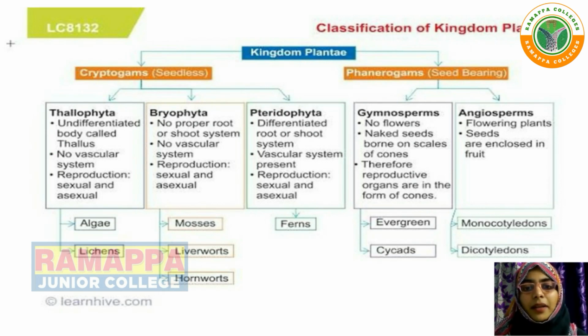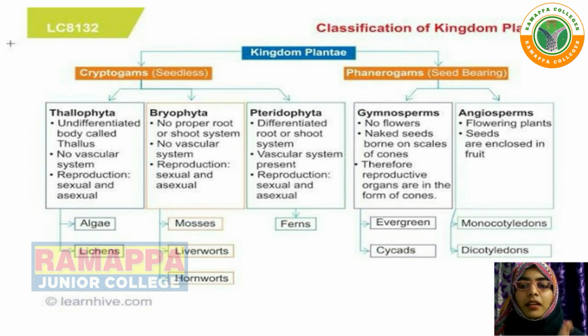Kingdom Plantae is divided into two categories, cryptogams and phanerogams. Cryptogams are seedless plants, whereas phanerogams are seed-bearing, that is, seed-producing plants, which include gymnosperms and angiosperms. Among the seedless are Thallophyta, Bryophyta and Pteridophyta. You can see below the examples: algae and lichens come under Thallophyta, whereas mosses, liverworts and hornworts come under Bryophyta. Ferns come under Pteridophyta.